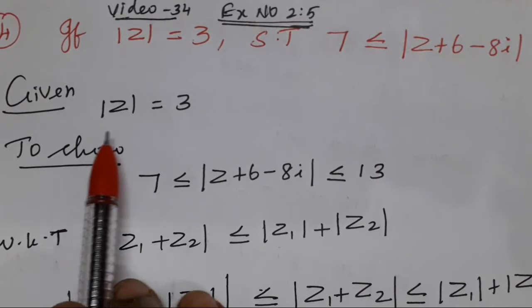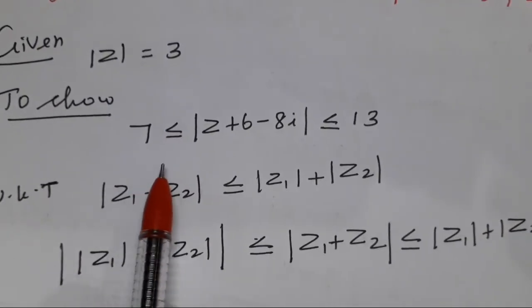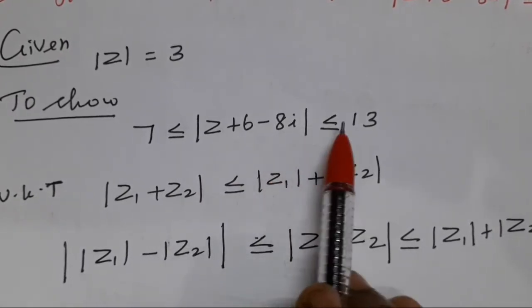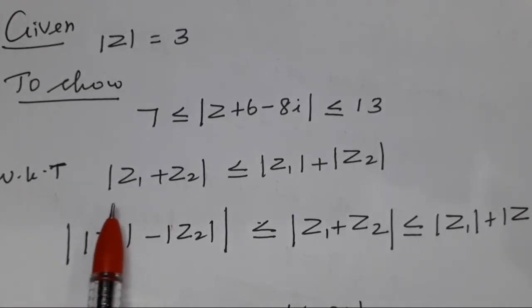Now what is the question given? Modulus of z equals 3. We are going to show that 7 is less than or equal to modulus of z plus 6 minus 8i, less than or equal to 13. We know the properties we already studied.